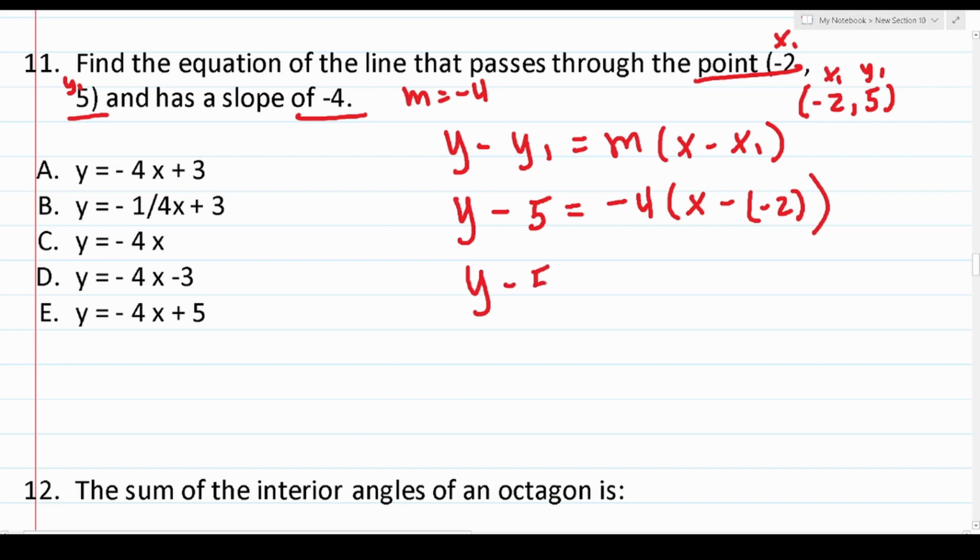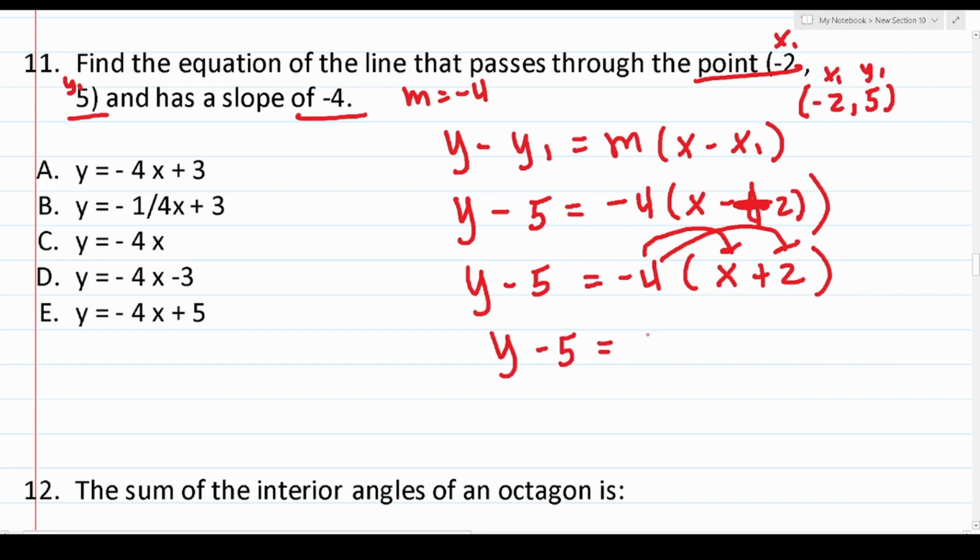We have y minus 5, and I'm just going to fix this right here. We have x minus -2. That becomes positive. So this is -4 times x plus 2. Okay, so the next thing I'm going to do is take this -4 and distribute it to this x as well as this 2. So this becomes y minus 5 equals -4 times x is -4x. -4 times +2 is -8.